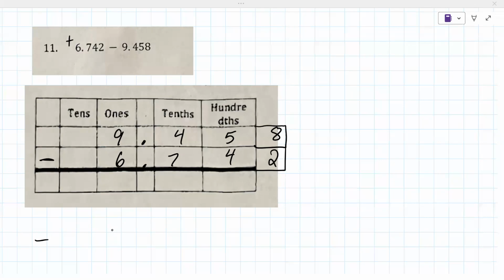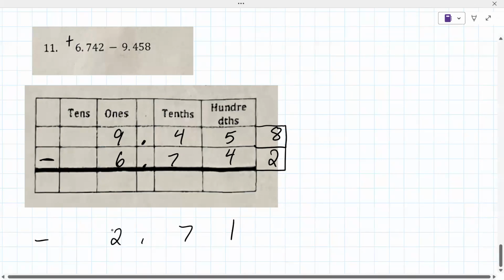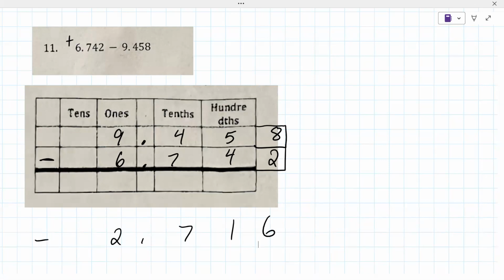Negative 2.716, like this. Okay, that's good. Let's do one more and then we'll go to the word problems. Then we'll come back to these if we have time.